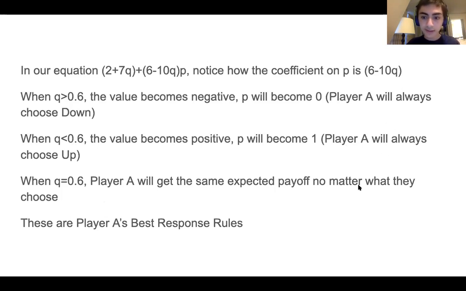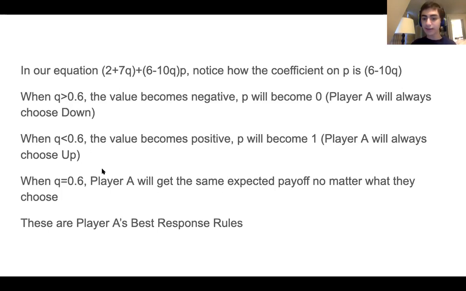But the interesting part is when Q equals 0.6, player A will always get the same expected payoff no matter what they choose, right? Because suddenly this becomes 0. So no matter what player A does, it has no bearing on the situation at all. All that matters is this 2 plus 7q. So when q equals 0.6, player A can choose whatever. He can choose whatever probability he wants. It doesn't matter.